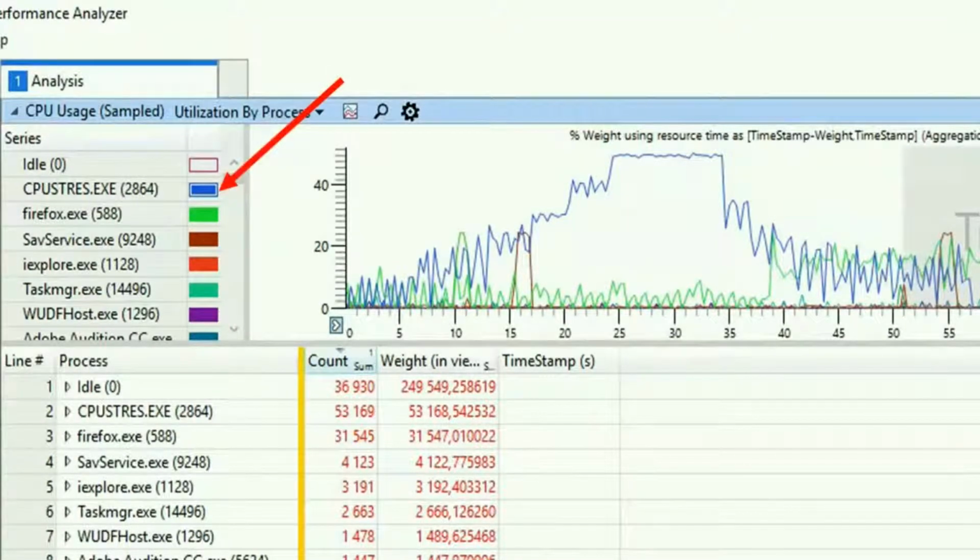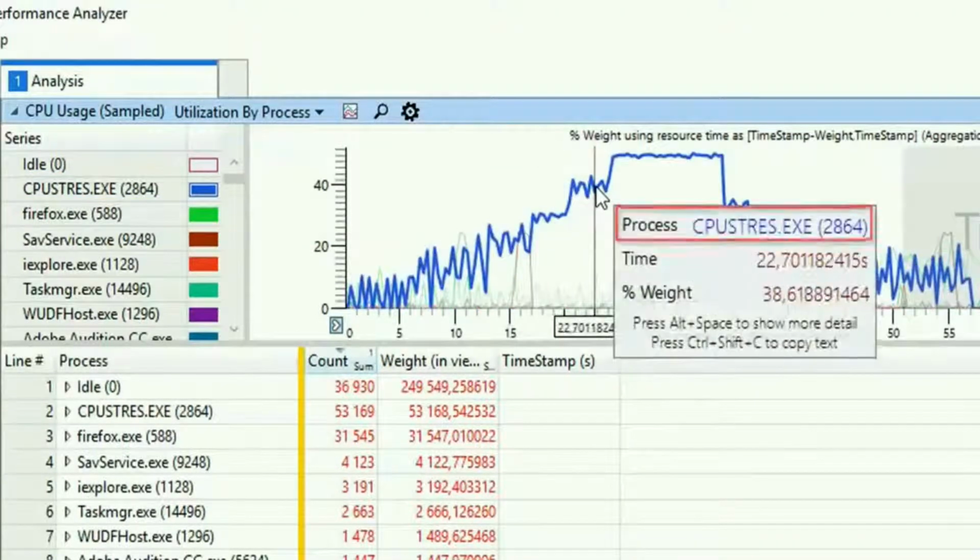The colored legends here help you to understand which process each line in the graph represents. Here I have a blue square, and over here I have a blue line. So I know that this blue line represents the CPU stress.exe process. I can also hover and get the tooltips and see the process name.